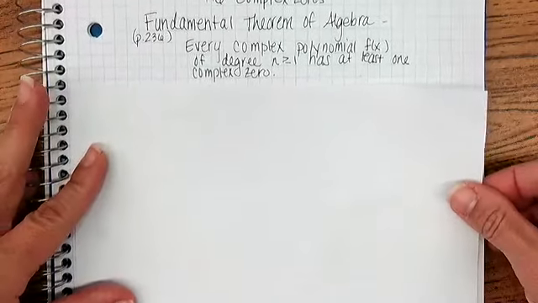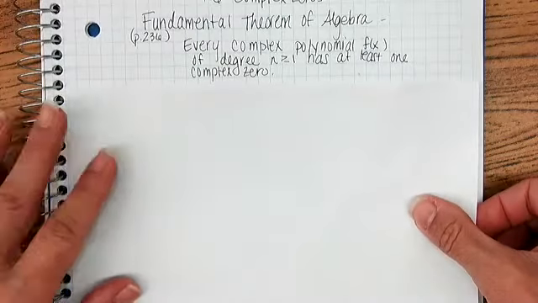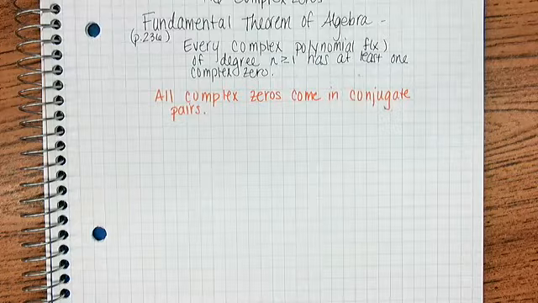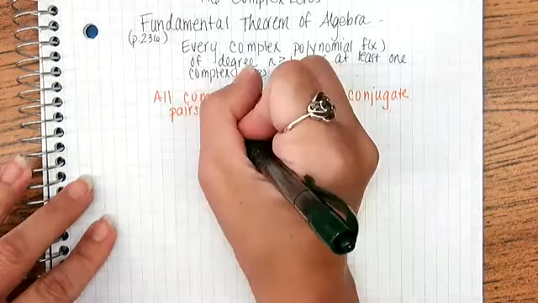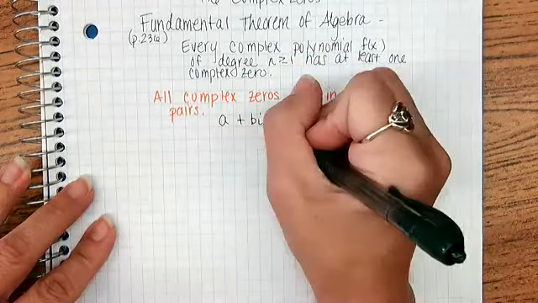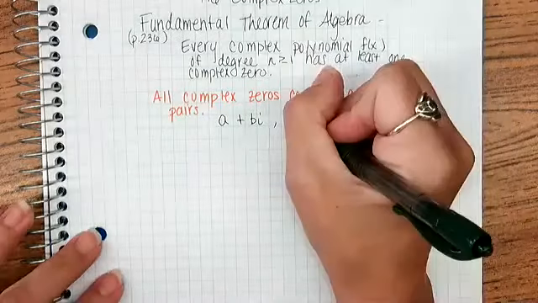Okay, we're going to focus today on complex zeros and how you can solve polynomial equations that have complex zeros. So the first thing that you need to know, keep in mind, is that all complex zeros come in conjugate pairs. So what's a conjugate? A plus bi, a minus bi.